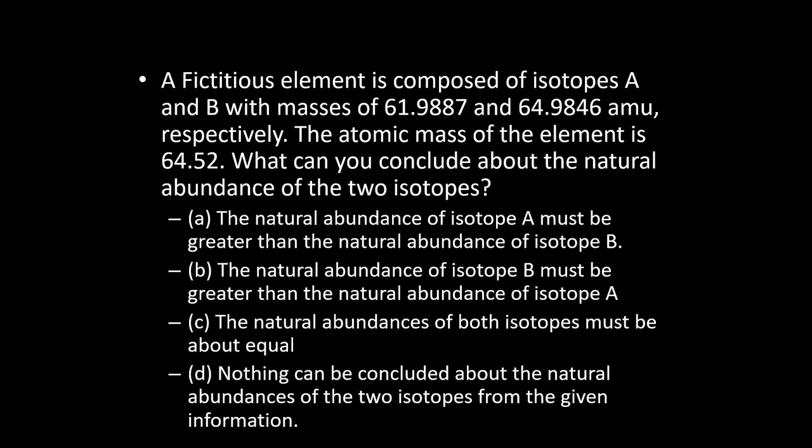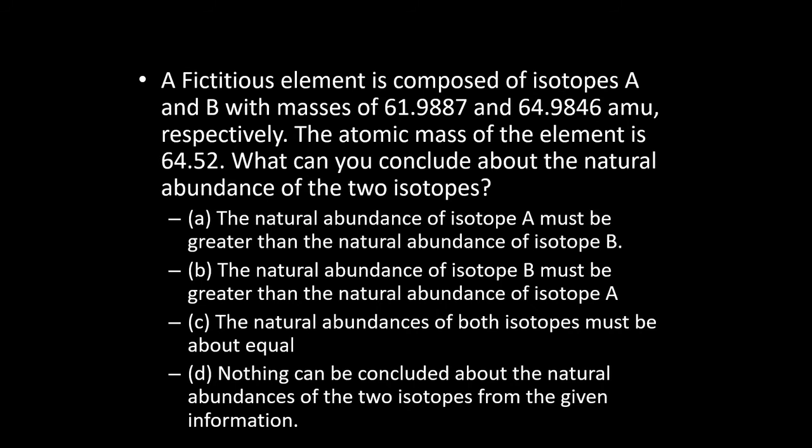So here's a question for us. A fictitious element is composed of isotopes A and B with masses of 61.9887, so essentially 62, and essentially 65 for the second one, respectively. The atomic mass, so the mass that would be put on the periodic table, is 64.5. What can you conclude about the natural abundance of these two isotopes?